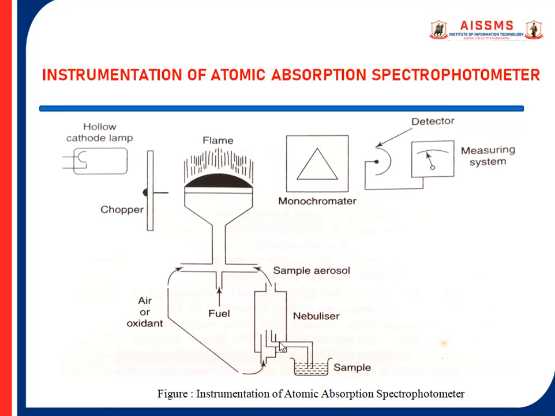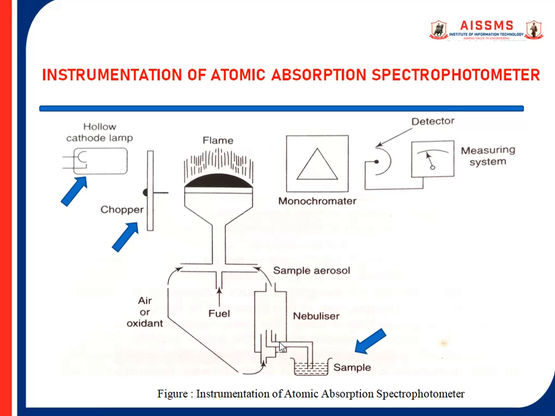Instrumentation of atomic absorption spectrophotometer. Now we will first see what the different components are. Hollow cathode lamp to emit the radiation. Chopper: it is interposed to break the steady light coming from the lamp into pulsating light, which is used to measure the intensity of light absorbed by elements without interference by radiation from the flame itself.